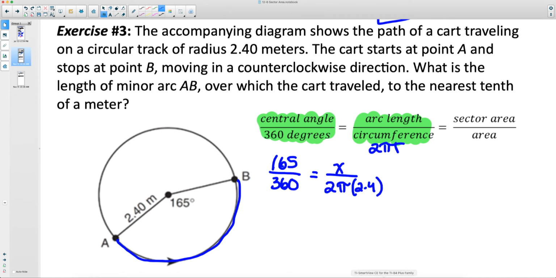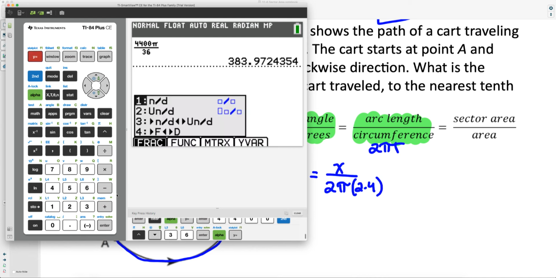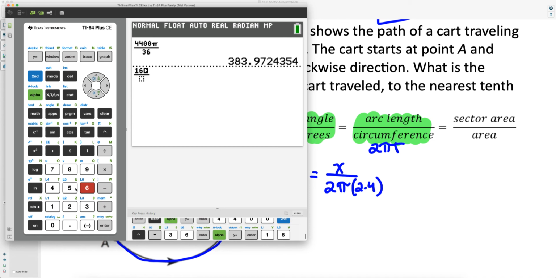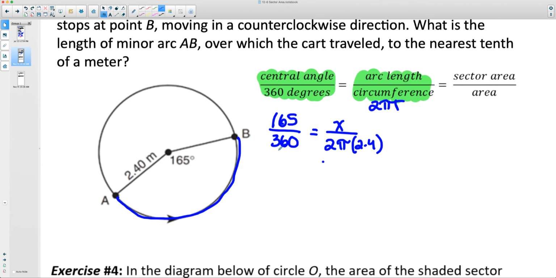Okay, what we can do is simplify our fraction. So for 165 over 360, we can use alpha y equals, numerator denominator, 165 over 360. That just gives us a simplified fraction of 11/24. That might help us out. So 11/24 equals x over 2 times pi times 2.4, which is 4.8 pi.